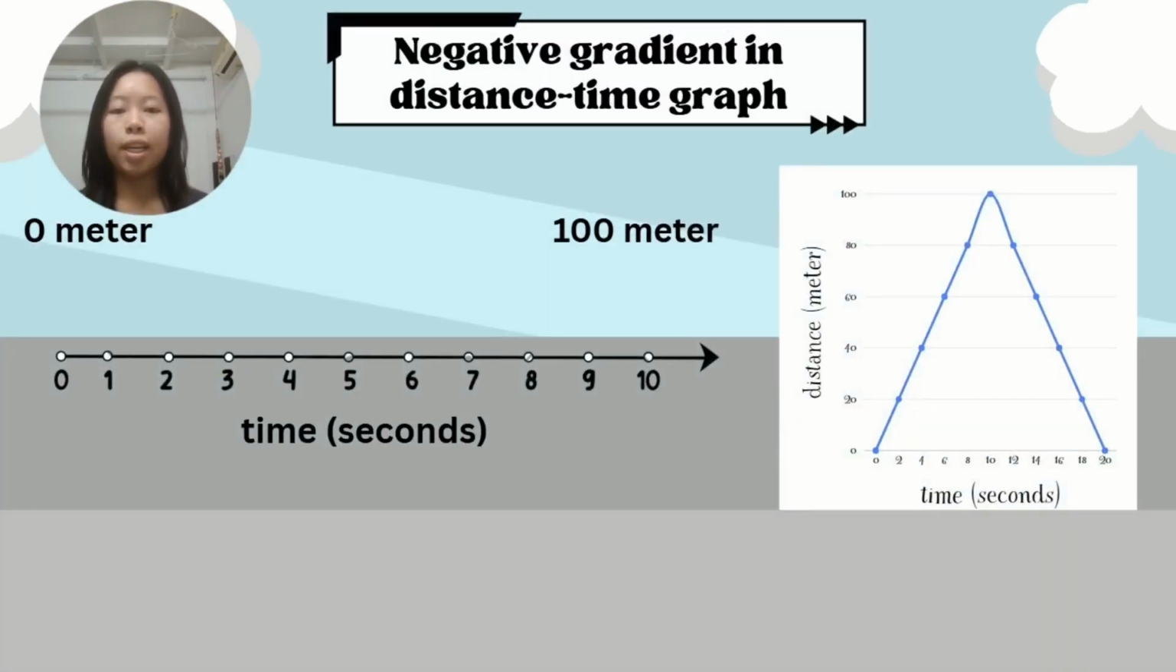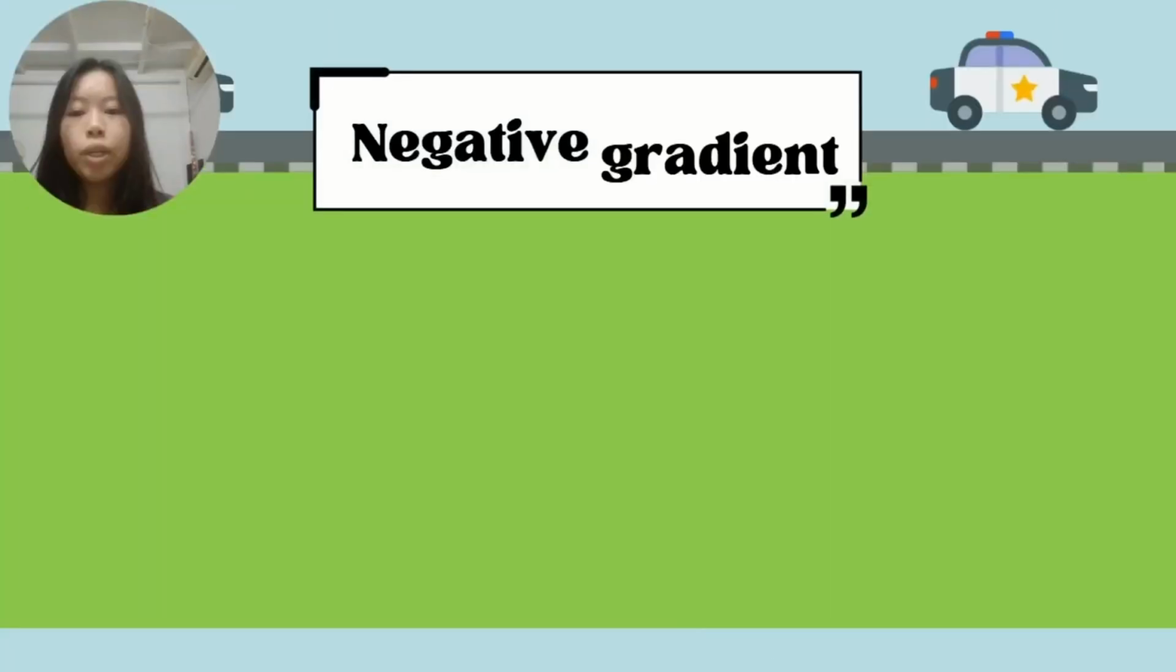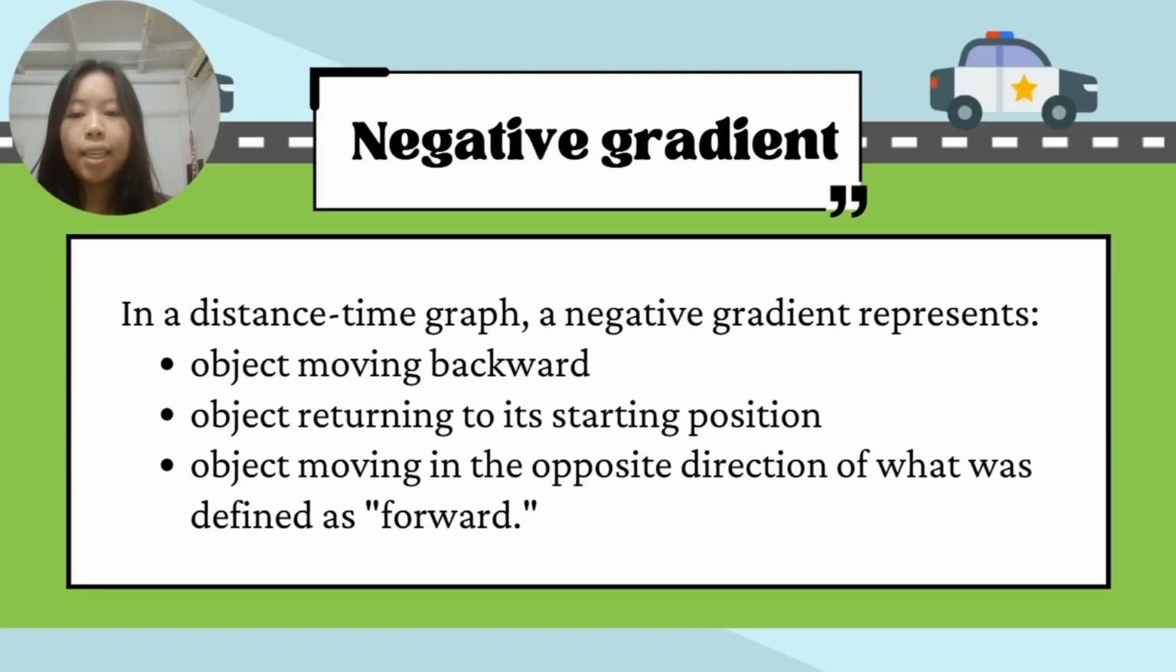Then, when we go to the negative gradient in the distance time graph, we can see the police car is moving backward from 100 meter back to its original position 0 meter. And you can see the graph is moving from 100 meter downwards to 0 meter, but the time goes from 10 seconds to 20 seconds. So, to conclude, we can say that in a distance time graph, a negative gradient represents the object moving backward. The object is returning to its starting position, and we can say the object is moving in the opposite direction of what was defined as forward.